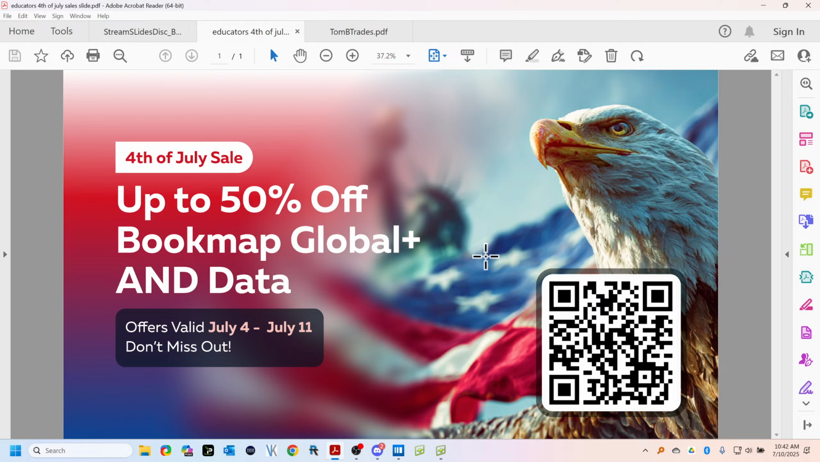When I started with Bookmap in 2015, there was no sale. If I only had a time machine. In fact, that would work pretty good in trading too, wouldn't it?